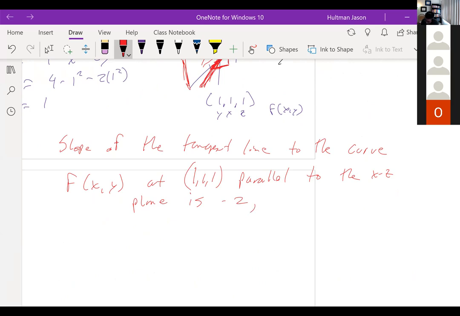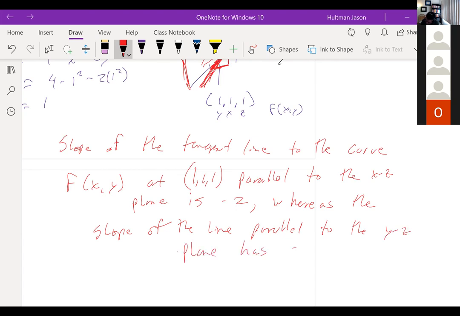Whereas the slope of the line parallel to the YZ plane has slope of -4.